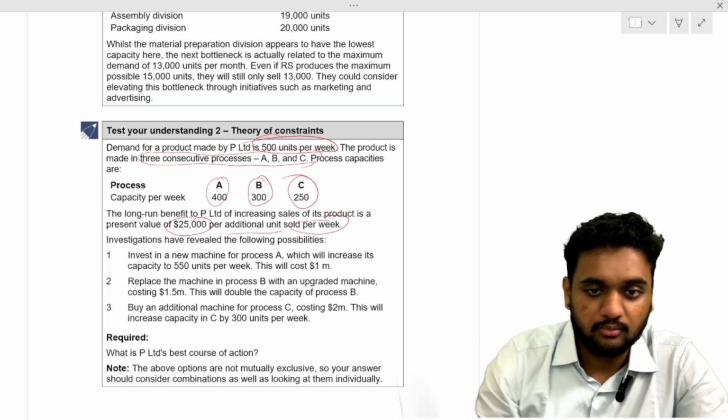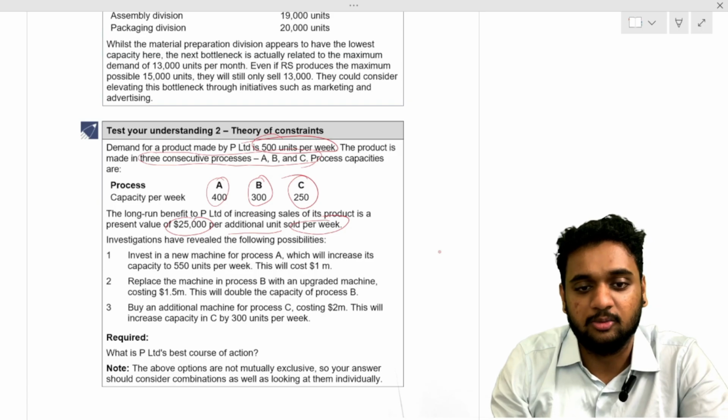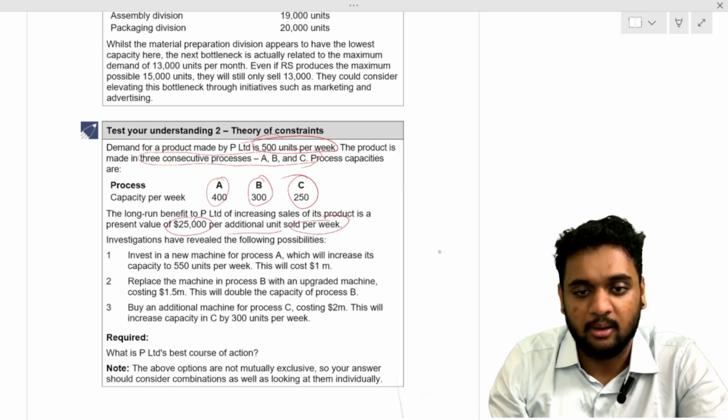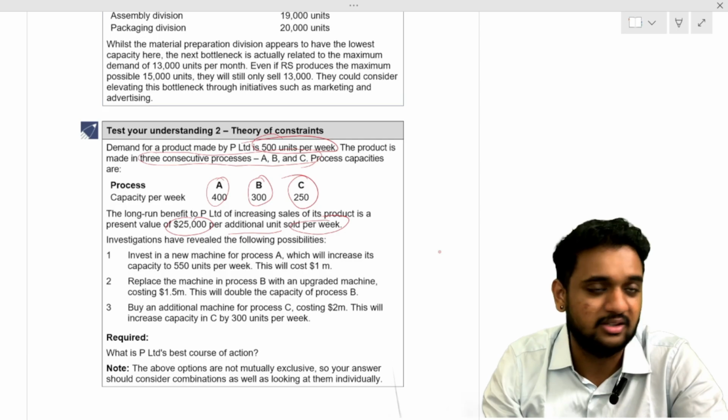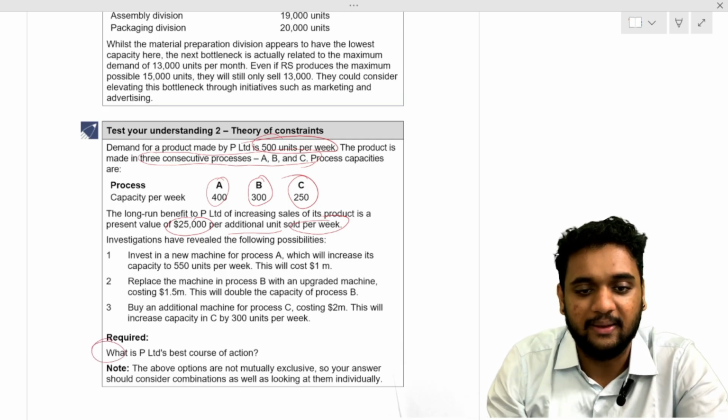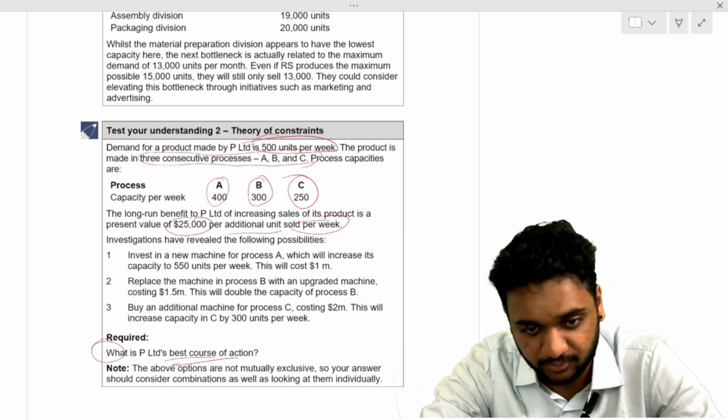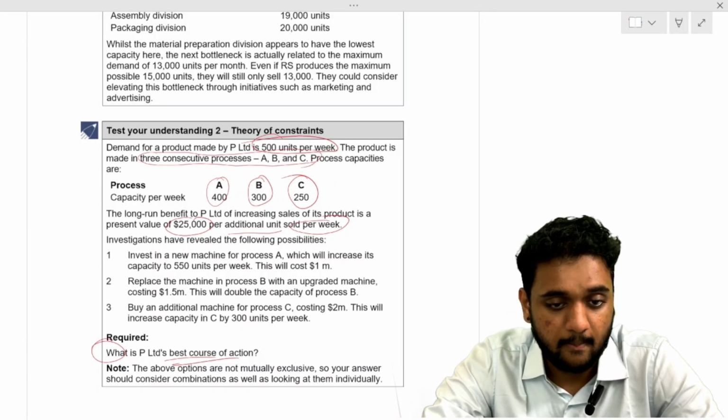Understood or not? Investigation, review the following possibilities. Machine A, if we buy, what will happen? Machine B, if we buy, what will happen? Machine C, if we buy, what will happen? This is given to us. They are asking what is P Limited's best course of action. Understood?